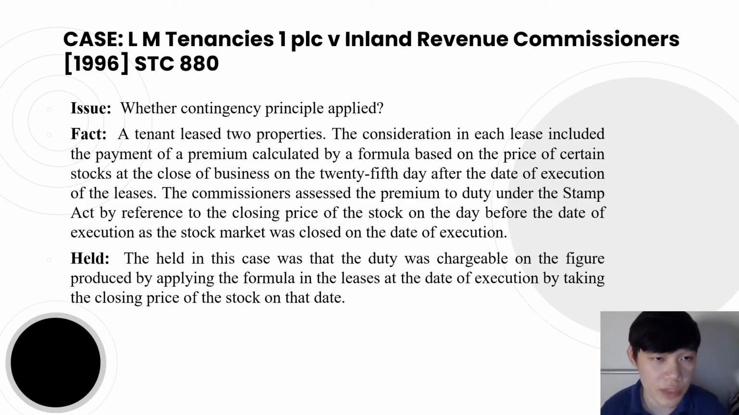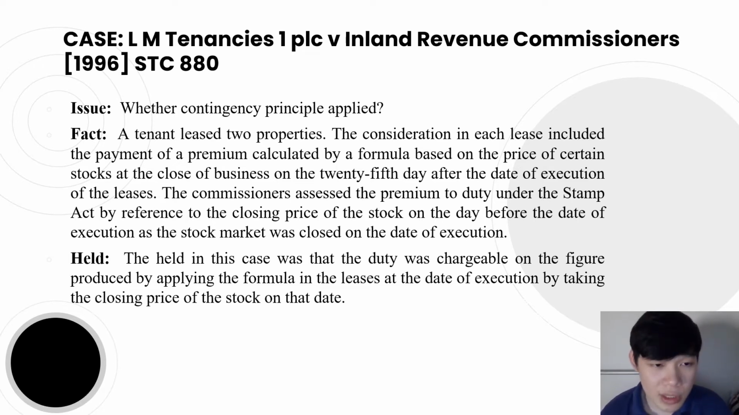Here is the historic case for the contingency principle. The issue for this case is whether the contingency principle is applied. The fact is, a tenant leased two properties. The consideration in each lease included the payment of a premium calculated by a formula based on the price of certain stocks at the close of business on the 25th day after the date of execution of the leases. When the duty payable was determined on each lease, that relied on the contingency principle, which provided that money payable was to be ascertained for the stamp duty charge without regard to the fact that the instrument might contain provisions which would in certain circumstances prevent it from being payable at all.